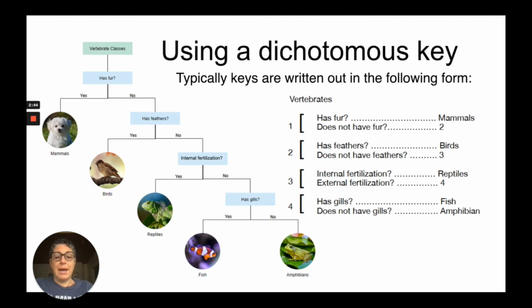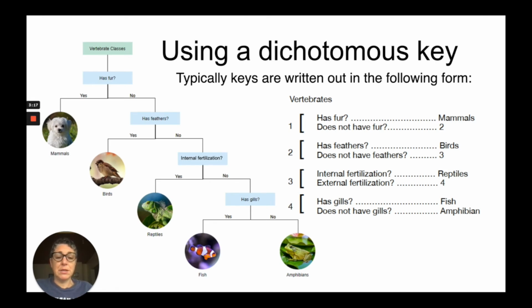So let's say I had an organism that was orange and white striped, but I didn't know what it was. I would start with step 1 and look at the two questions. Does it have fur or does it not have fur? It does not have fur, so it tells me to go to step 2. In step 2, the questions are, does it have feathers or does it not have feathers? It does not have feathers, so it tells me to go to step 3.